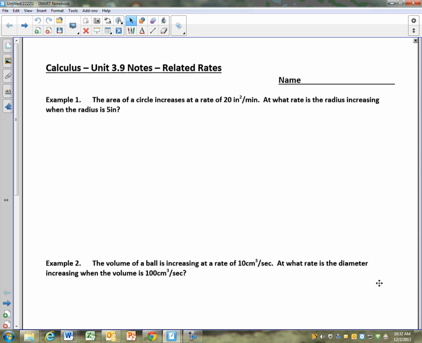The area of a circle increases at a rate of 20 inches squared per minute. At what rate is the radius increasing when the radius of the circle is at 5 inches? So, you read it and you're like, okay, I've got no idea. Well, I agree. We've got no idea. So here's what I like to do.